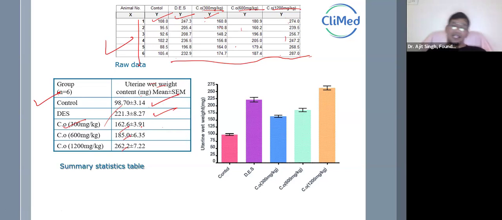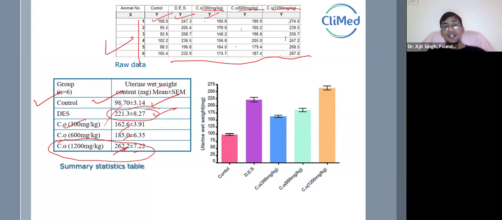Now, if I ask you a simple question, guys, which one is the highest uterine wet weight? You are educated, you know. You will tell me, sir, the case group with 1200 mg per kg has the highest wet weight, 262.2 milligram. Then the second is DES at 221. The least weight is in the control group, 98 milligram. Correct, it is correct.